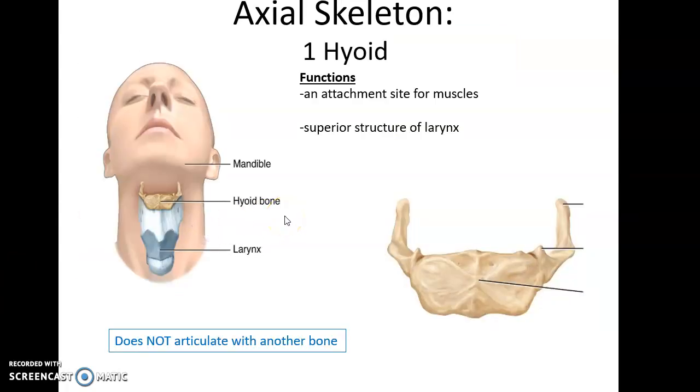The hyoid bone is not part of the skull. The hyoid bone is its own little thing. The hyoid bone does not articulate with other bones. It is instead attached to connective tissue, to ligaments, attaching it to other structures like the larynx, and to muscles that attach to the tongue, the larynx and the throat. But it does not articulate with other bones.